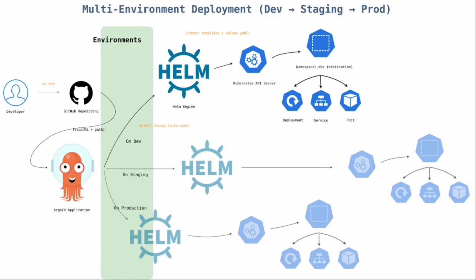From ArgoCD, deployments are automatically propagated to multiple environments, including development, staging, and production. Each environment is isolated and independently managed.